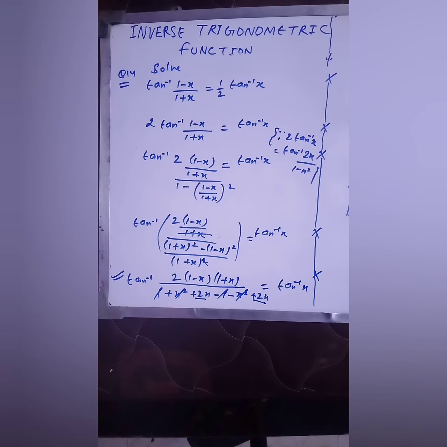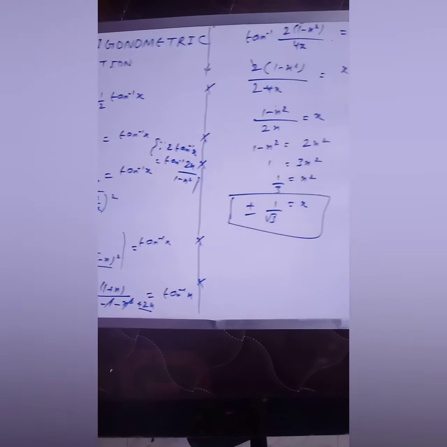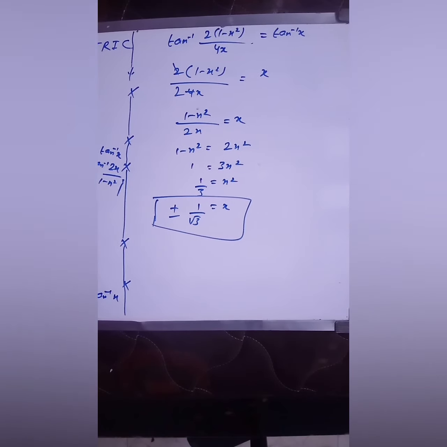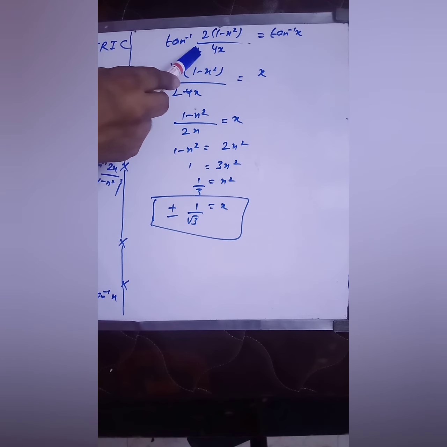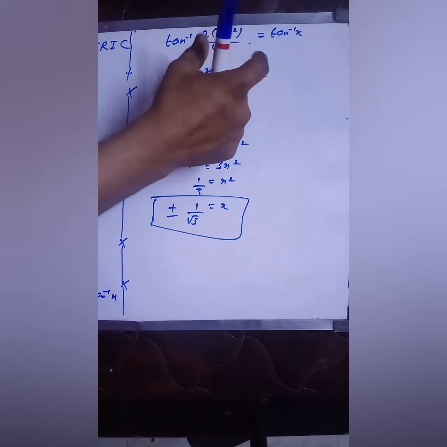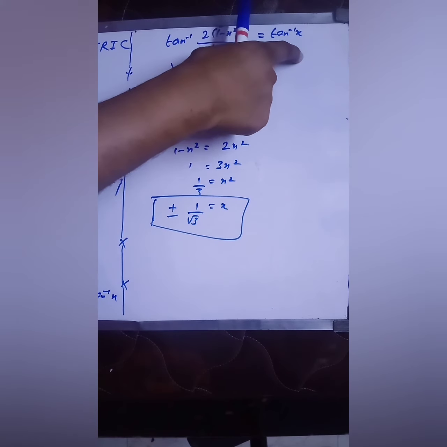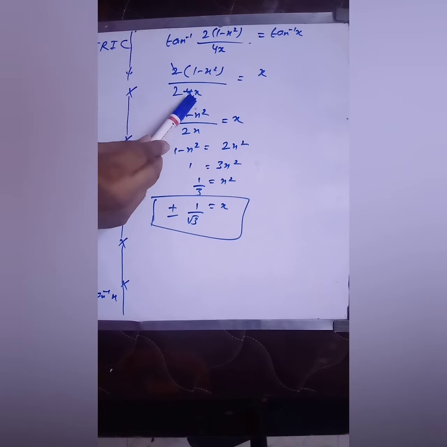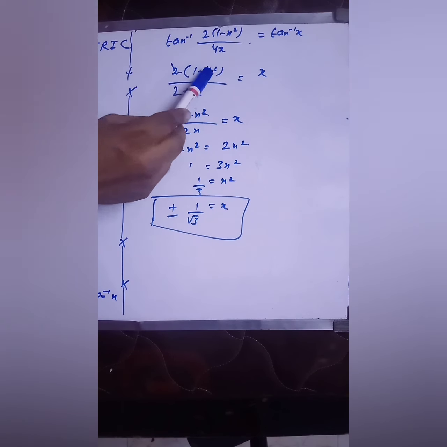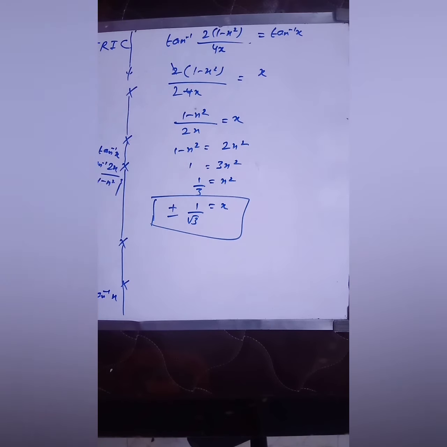Now after this step, when you add or subtract, you will get this. That is equal to tan inverse x. Now you have to compare the angle on both sides and you will get this step. This 2 and 2, this 2 and 4 will cancel out, and here you will get 2. So 1 minus x square upon 2x is equal to x.